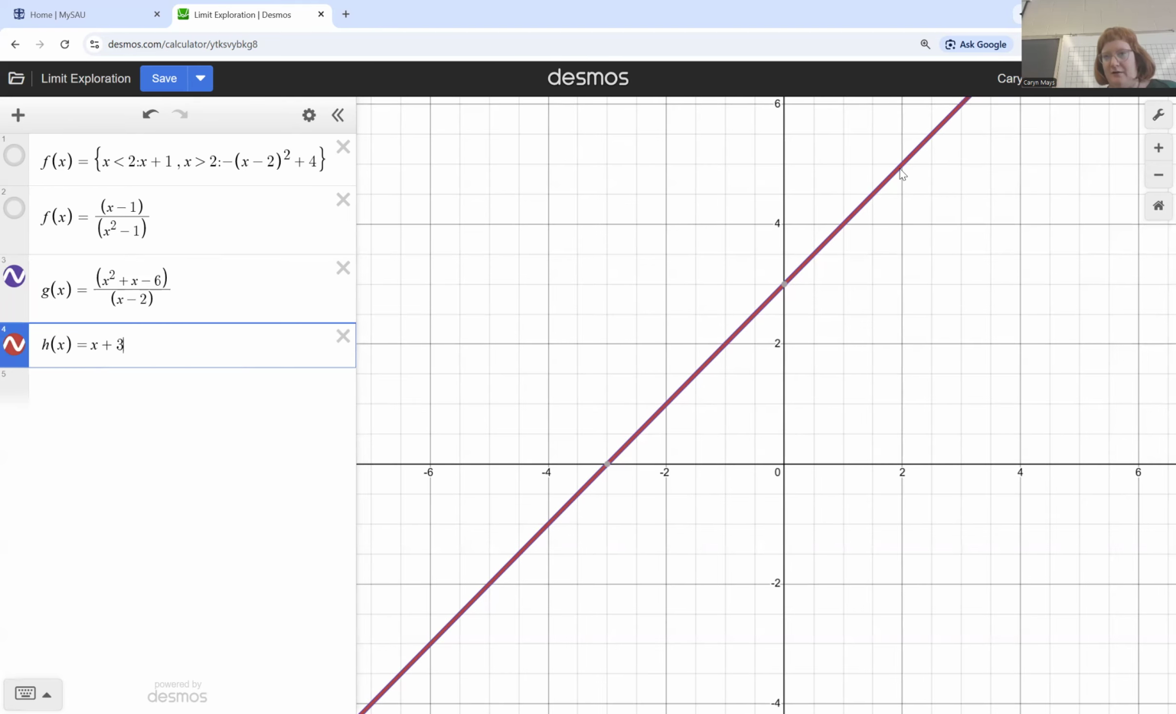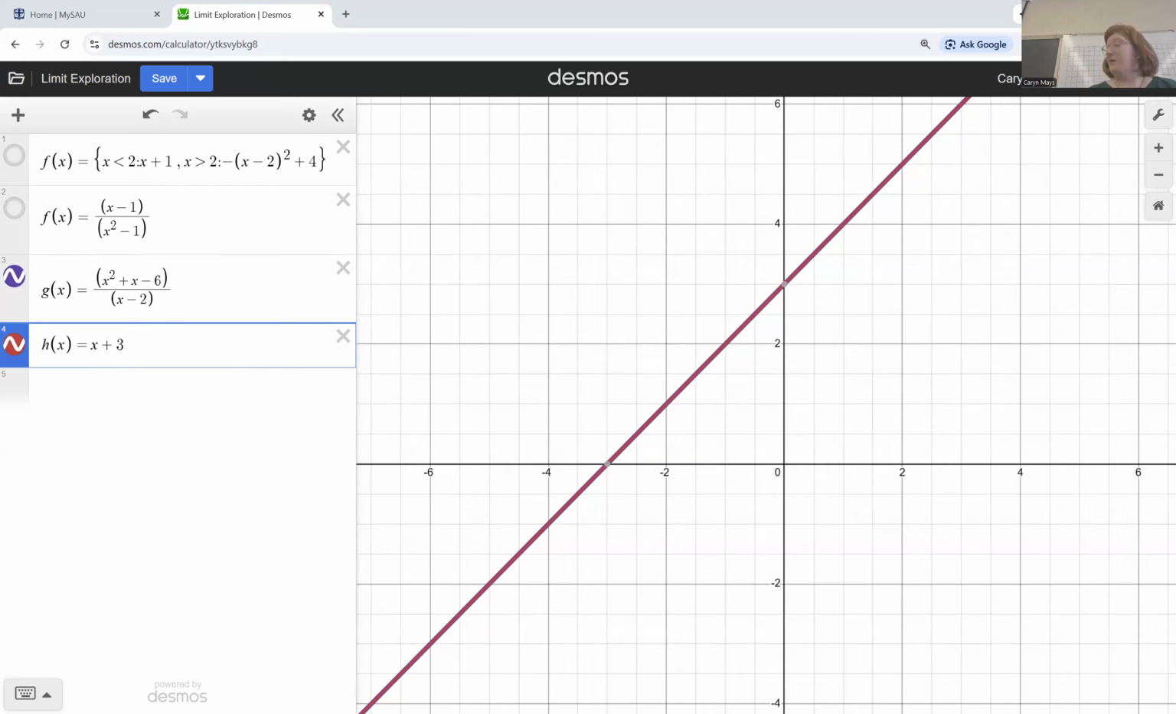Hover over that spot now, and I actually have a result. It's 5. That's what we're trying to do. We're trying to find the function that's the same everywhere but at that one point, the point where it's 0.